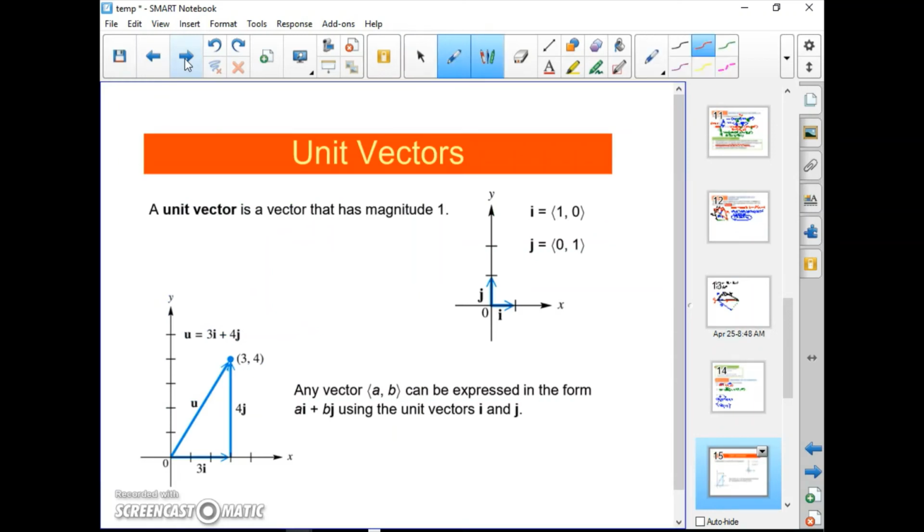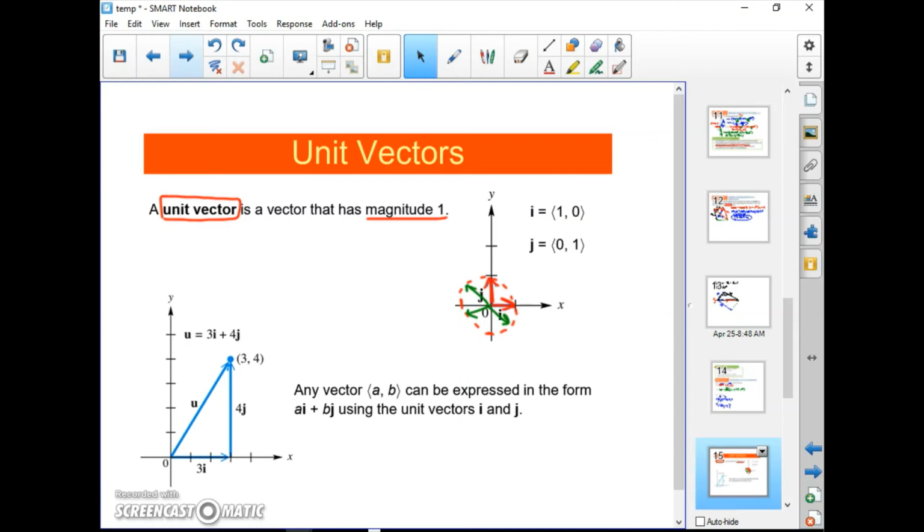Let's talk about unit vectors. When we talk about a unit vector, it's going to have a magnitude of 1. So right here is a unit vector. It has a magnitude of 1, and right here, the unit vector, it has a magnitude of 1. Really, anything along the unit circle. It doesn't have to be at a 90-degree angle. This could be a unit vector because it has a magnitude of 1. So anything that has a magnitude of 1 could be a unit vector.